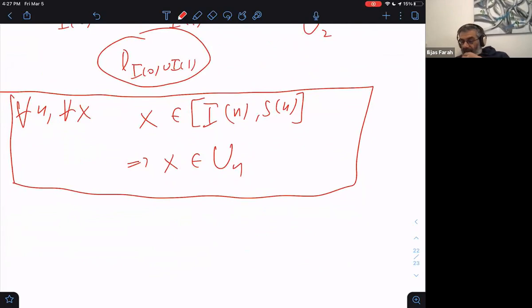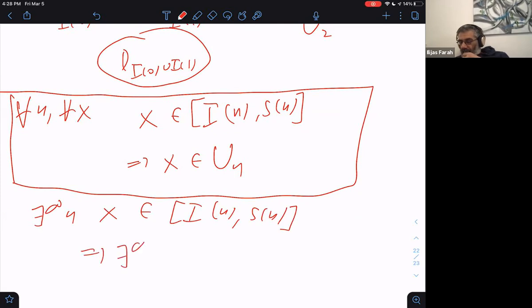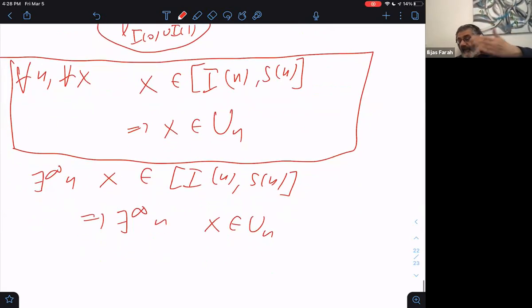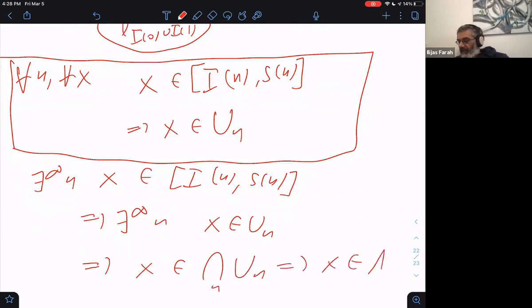Now, what that means is that if there are infinitely many n's such that x belongs to this interval, then there are infinitely many n's such that x belongs to U_n. But you see, because at the beginning of the proof we made sure that the U_n's form a decreasing family, it means that x belongs to the intersection of all the U_n's, which means that x belongs to A. Right, so this is a standard trick that is one of the reasons why product spaces are so well behaved.